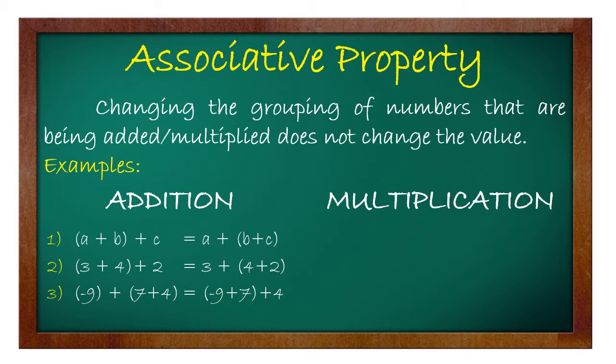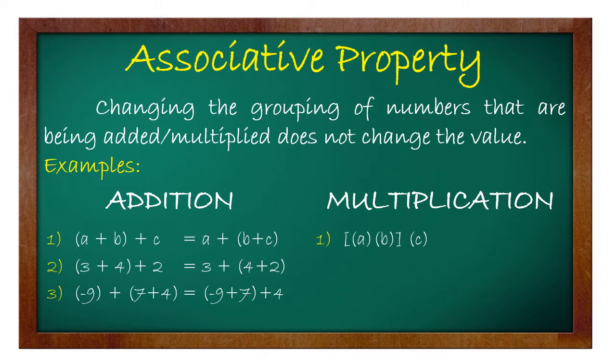And then, negative 9 plus 11 is positive 2. Doon naman tayo sa right side. Yung grouping natin na negative 9 plus 7 is negative 2. Negative 2 plus positive 4 is positive 2. So, ibig sabihin, equal. Kahit baguhin mo kung sino yung magkasama doon sa loob ng parenthesis, hindi magbabago yung sagot natin. Same thing with the multiplication.